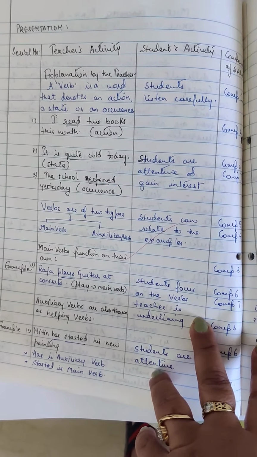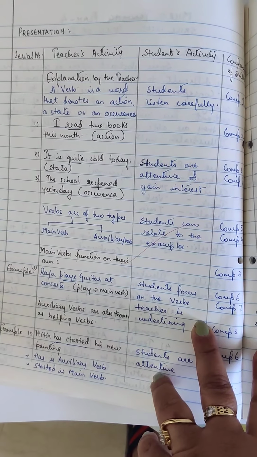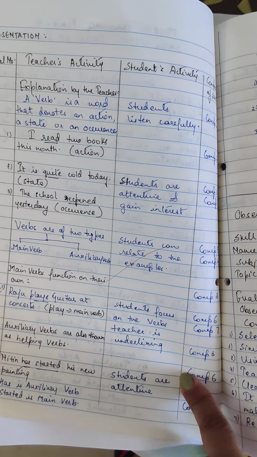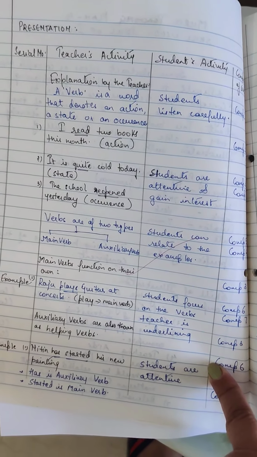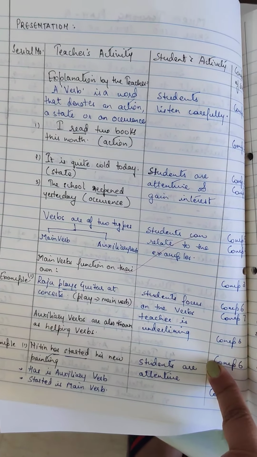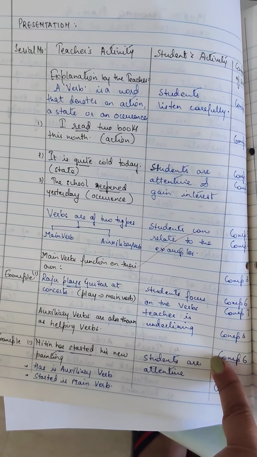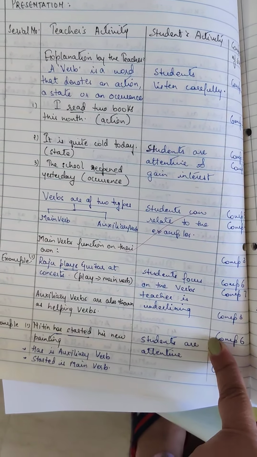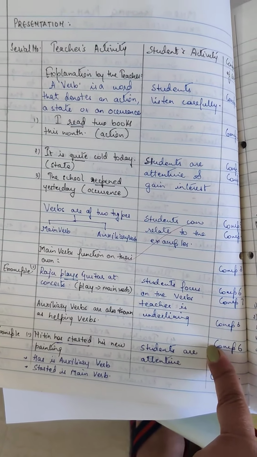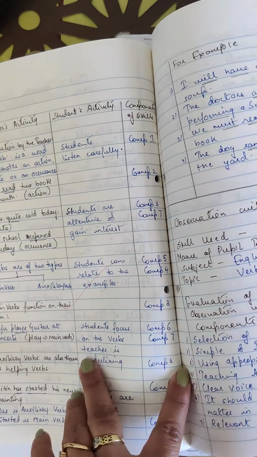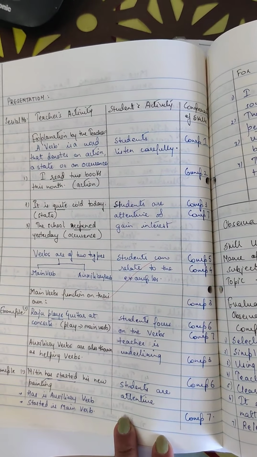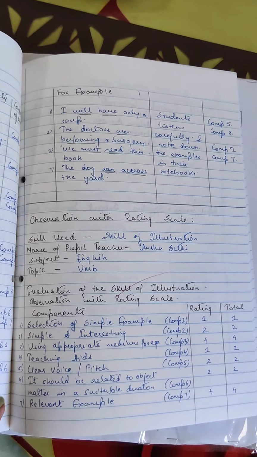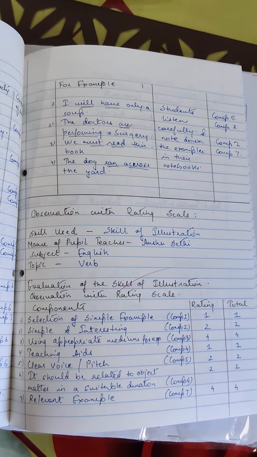Here the explanation is done by the teacher. Because I am using this skill for a grammar topic, so I am writing the examples also. As it is the illustration skill, like I've made this for verbs, you can see I am giving the examples also. Then accordingly I am writing the components over here. Then comes the observation with rating scale part.